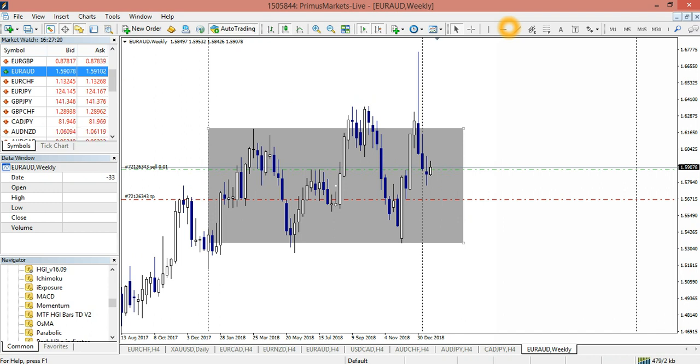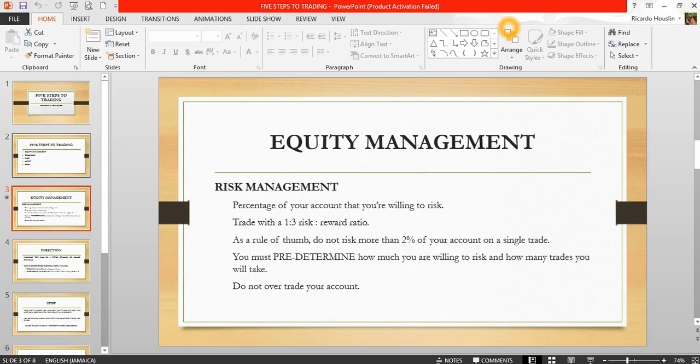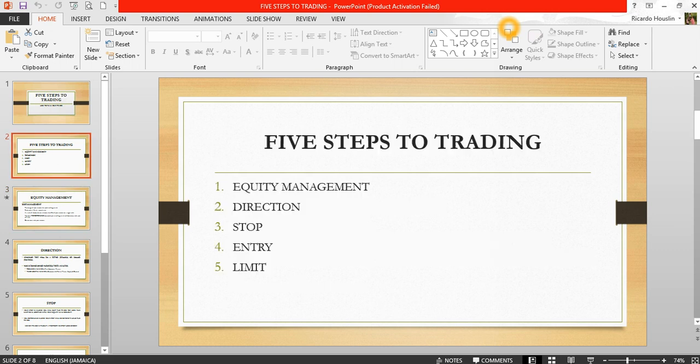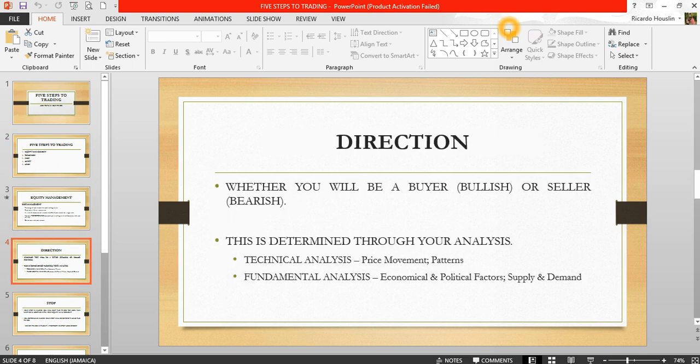And you can only trade what you see. So having determined that my direction is down, okay, going through the 5 steps of trading now, right? Number 1, equity management. I'm only going to risk 1% of my trading account. 2 is direction. We have already determined direction. That direction is down. Okay. We have already determined that, through technical analysis, I am looking to sell. So I've already determined that.